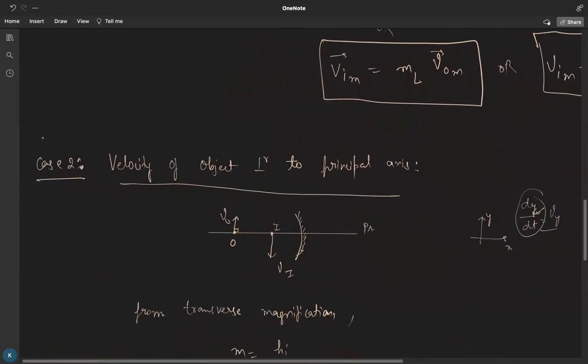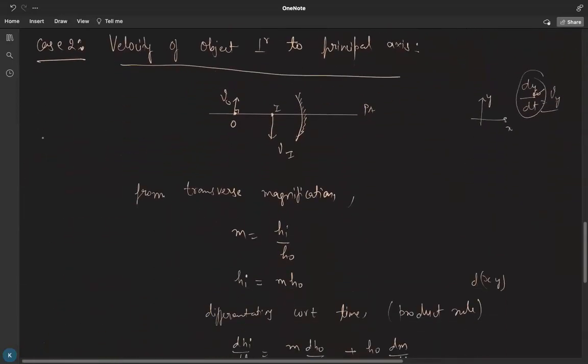Now I assume the second standard case, which is when the velocity of the object is perpendicular to the principal axis. In that case, I correlate with the transverse magnification, because this is the only thing that we have in the y direction.